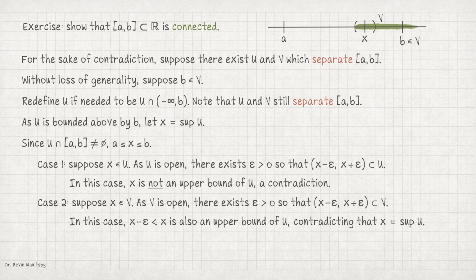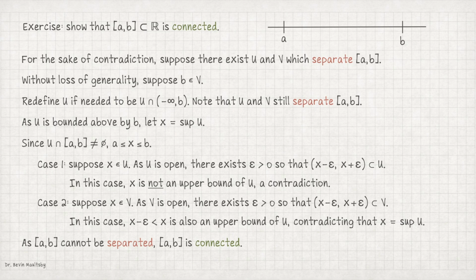So now we're saying there's some point X which belongs to this set, but which cannot belong to either U or V. That contradicts that U and V together cover the set. Therefore, the closed bounded interval from A to B cannot be separated and must be connected.